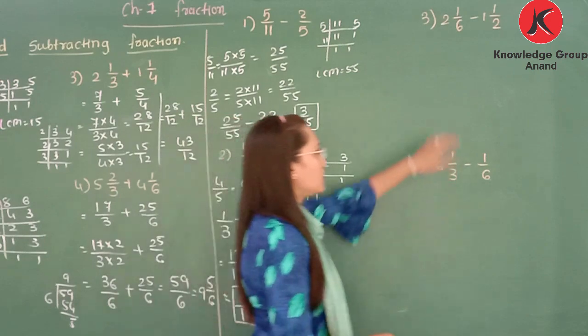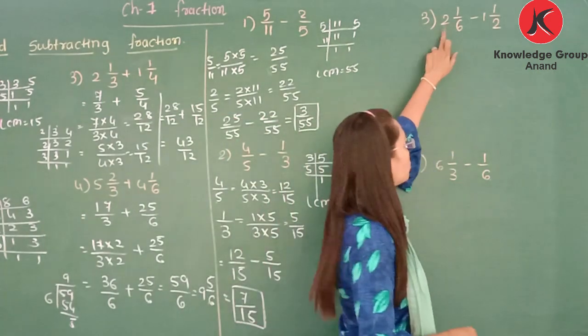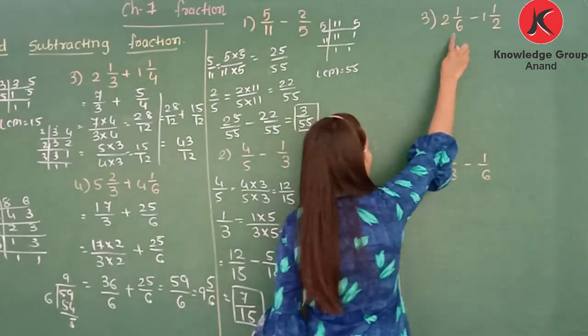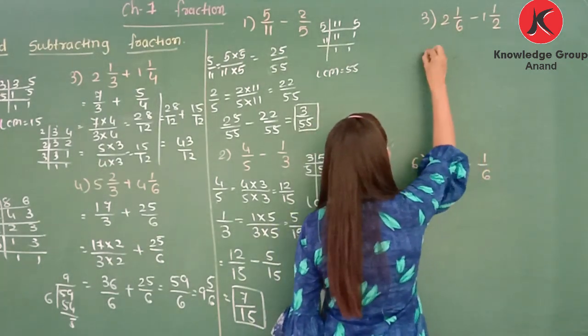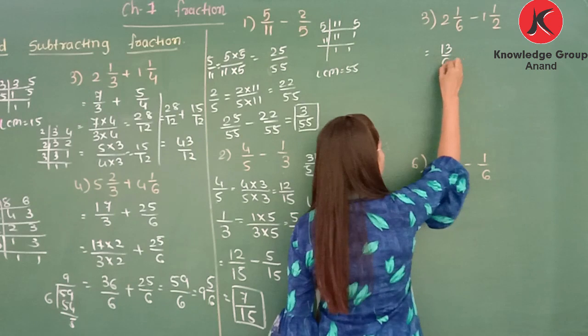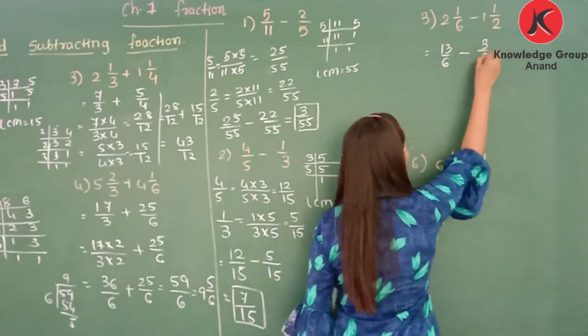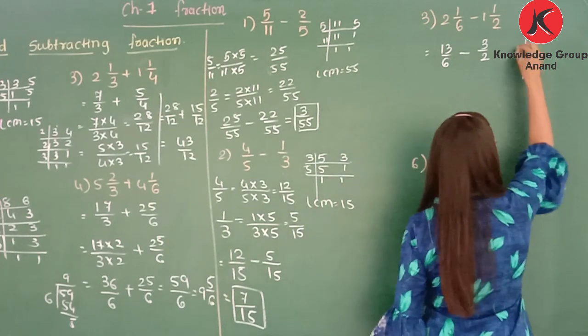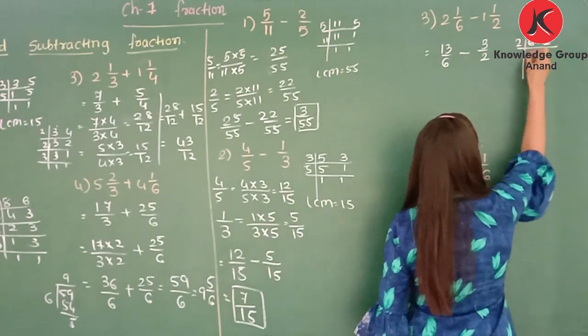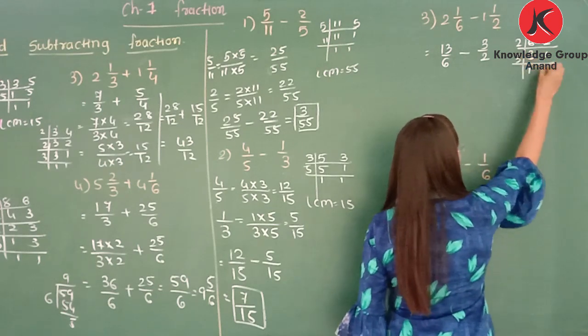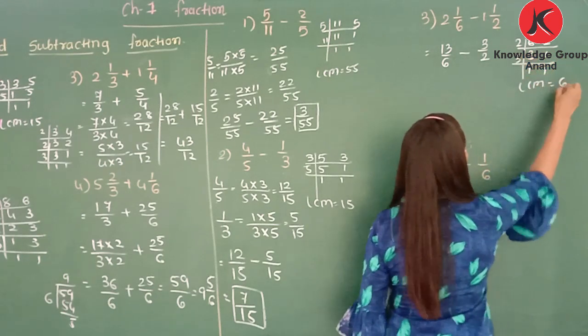Now next, mixed fractions are given. 2 1 by 6 minus 1 1 by 4. So 6 2s are 12 plus 1, 13 by 6, minus 2 1s are 2 plus 1, 3 by 2. Now LCM of 6 and 2. So here 3 2s are 6, 2 1s are 2.